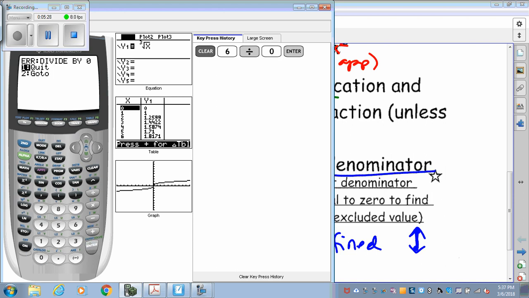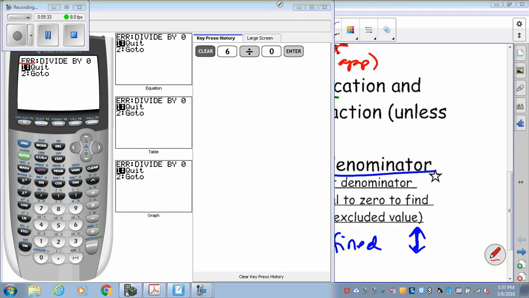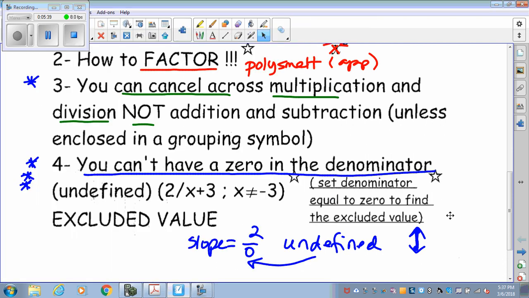All right, and it says error. And it even tells you the error is you can't divide by 0. Because remember, if I take 6 divided by 0, I'm saying what times 0 equals 6? Well, there's no number. Anything times 0 is 0. So that's impossible. You can't do it.